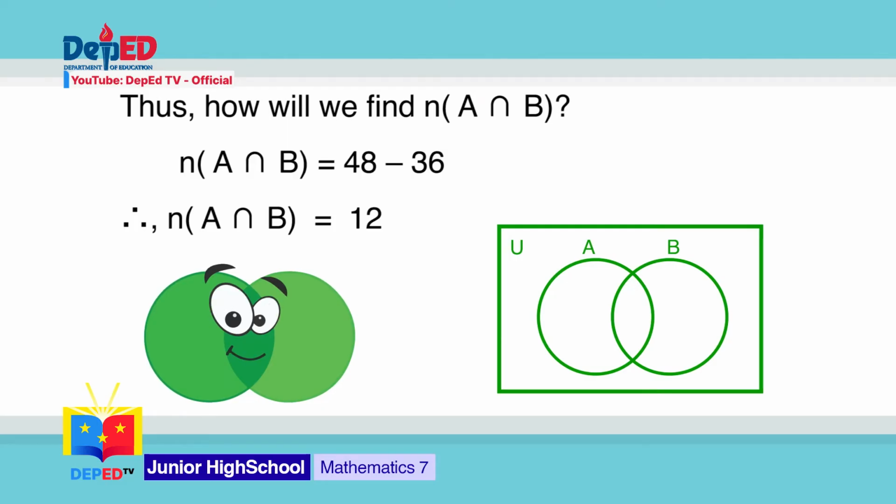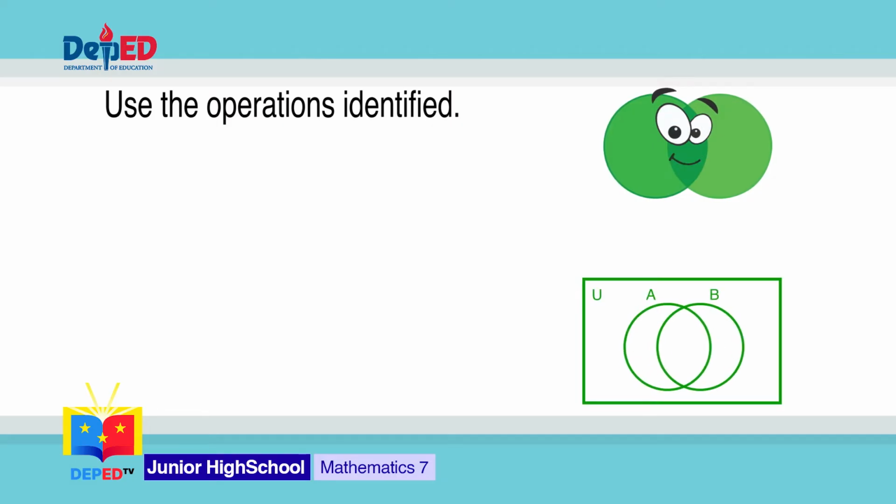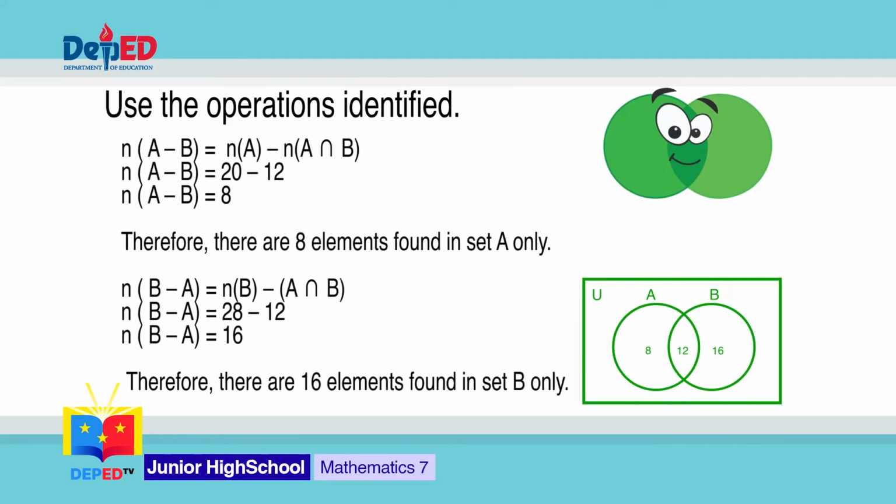Subtracting 36 from 48, we get the answer for n of A intersection B, which is 12. After this, we can go to the fourth step. And what is the fourth step, Ben? Use the operations identified. Yes, you may check if it is the answer by going back to the Venn diagram in step 2.